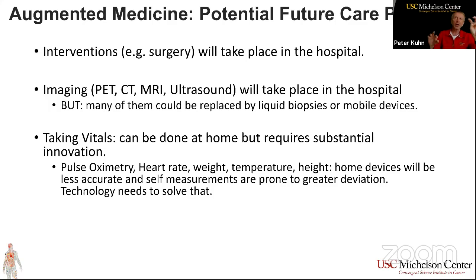Taking vitals, so pulse oximetry, heart rate, weight, temperature, height, all of the stuff that you typically do when you see your physician, right? They can be done at home, but that requires substantial innovation because typically these home devices currently are less accurate just from a device perspective, which is what on the technology side we typically think about. But as important or as complicated and challenging is that self-measurements are prone to greater deviation and errors. And when we build technology, we really have to think about that human experience and how that human interacts with the device and how that can then produce accurate results.